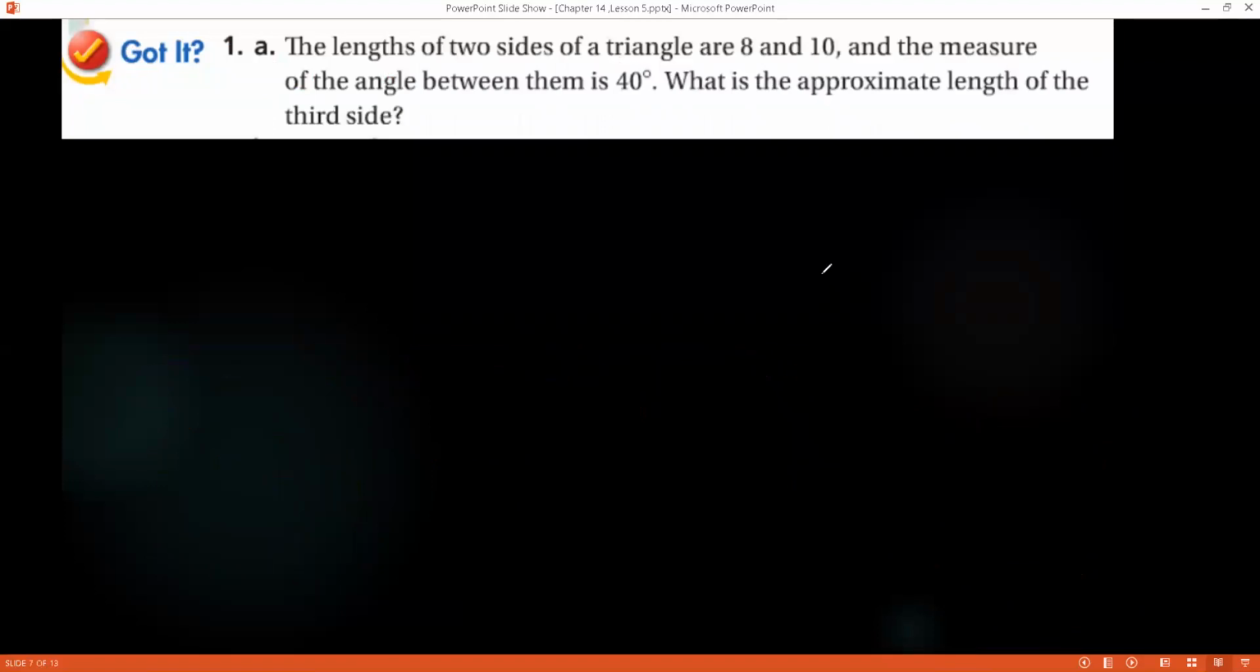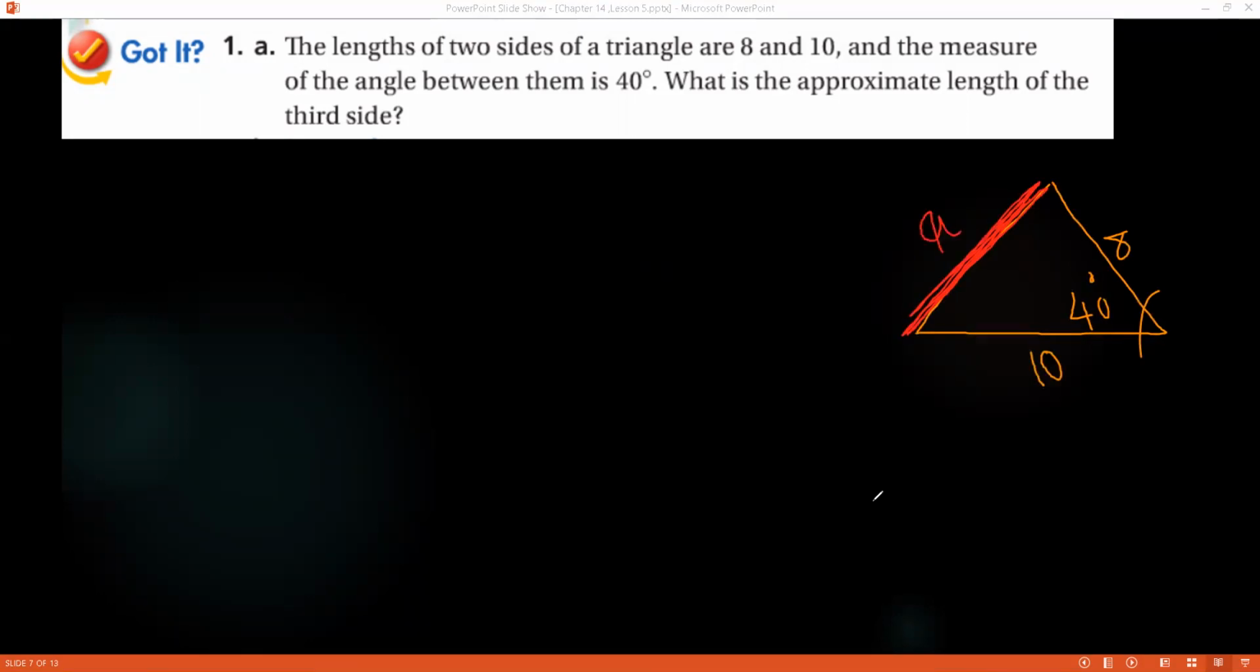Now here, the lengths of two sides of a triangle are 8 and 10, and the measure of the angle between them is 40. What is the approximate length of the third side? So here we have to find this side. Two sides with an included angle, so we have to use the law of cosines. Let's name this A, this B, and this C.